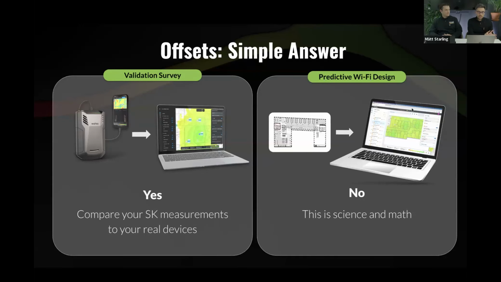So compare your client devices, your real world devices that you have in your environment, and how they hear the Wi-Fi compared to the Sidekick, because the Sidekick has got its own antennas and radios, and your phone has got its own antennas and radios. They're going to hear the Wi-Fi slightly differently. You can record that and then apply that offset.